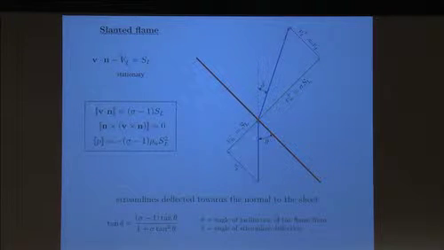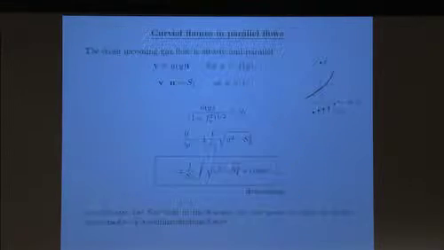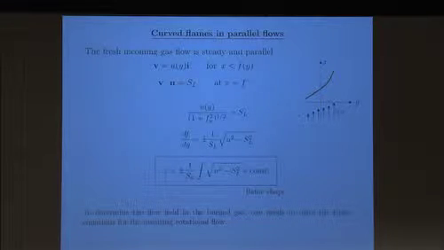If the incoming flow relative to the flame has an angle of theta, then the deflection is given by this expression. And you can verify the limiting cases that they agree and so on. So this is the slanted flame. Now suppose that you have a parallel flow, okay, in the x direction.